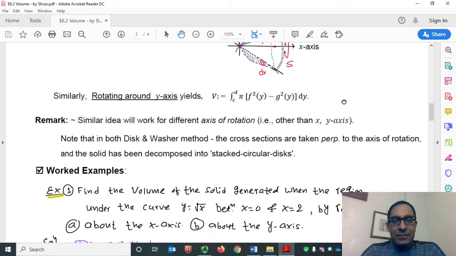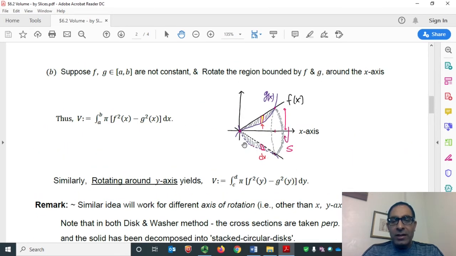Now a quick remark: a similar idea will work for axes of rotation other than the x and y axis. For example, here we can rotate the region between f(x) and g(x) about, let's say, y equals -5 or x equals -2. Great.